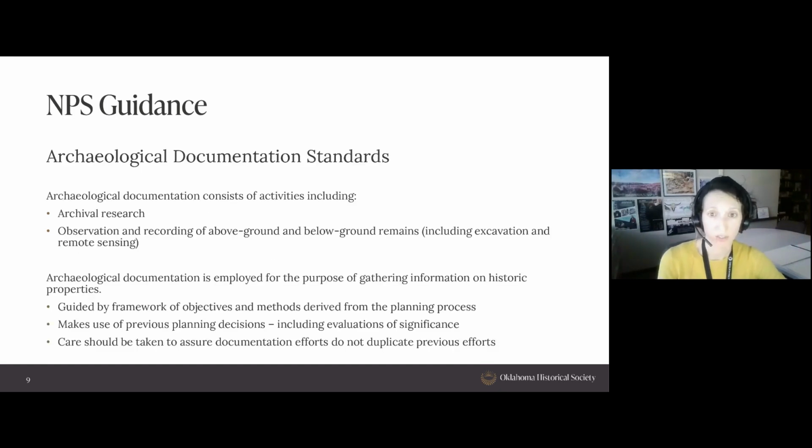Looking at the Park Service's guidance for archaeological documentation. Archaeological documentation consists of activities including archival research, observation and recording of above ground and below ground remains, including excavation and remote sensing. Archaeological documentation is employed for the purpose of gathering information on historic properties. It's guided by a framework of objectives and methods, which is derived from the planning process. And it makes use of previous planning decisions, including evaluations of significance. And care should be taken to assure documentation efforts do not duplicate previous efforts.